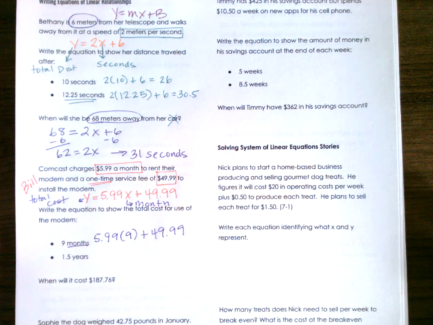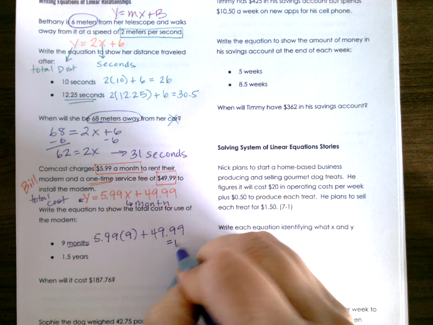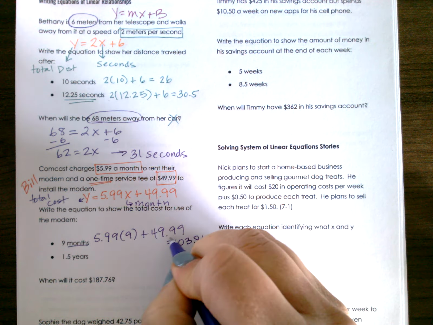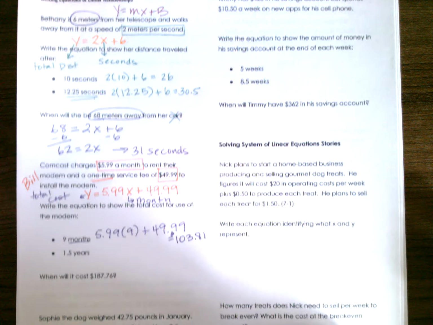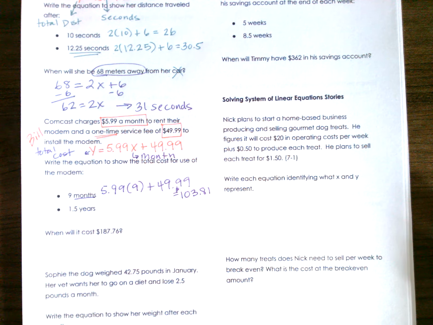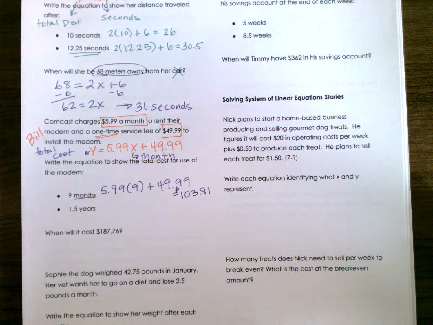So we'll substitute, because I gave you months, in for the X. And I am going to get my calculator. So $5.99 times 9 plus the $49.99. And I have too many decimals. Sorry. And it's 103.81. And I will put it to the hundredths place because we are talking about money.